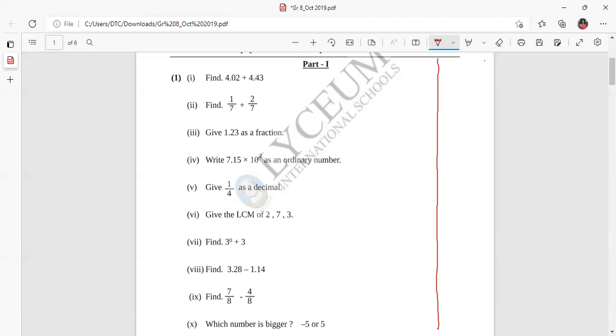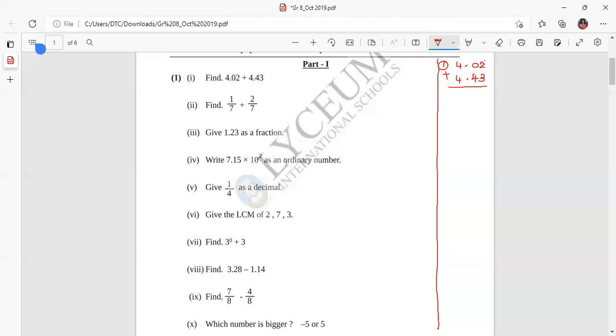Here they have written these two decimal numbers horizontally, and you want to find the value by adding the decimal values. What you should do, children, is write them vertically: 4.02, and the other number is 4.43. You want to add these two numbers, keeping in mind the place values, writing them at the correct place value.